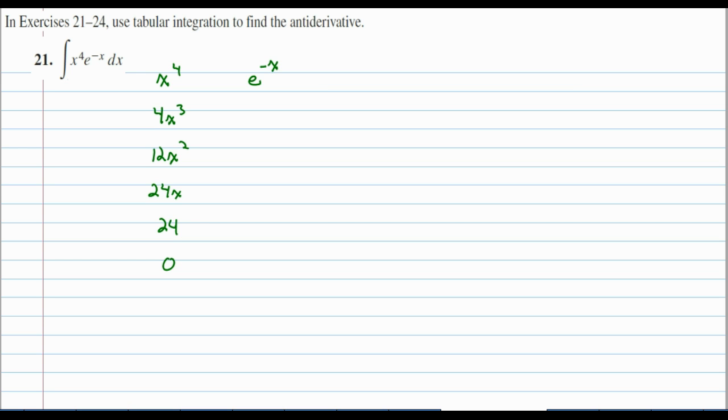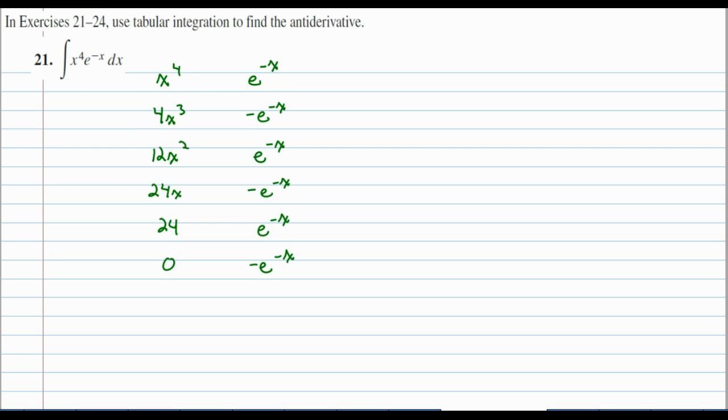E to the negative x is obviously the dv. Now the antiderivative of that is going to be e to the negative x, but then divided by negative 1, so negative e to the negative x. And that's going to alternate between positive and negative because the u in the exponent is a negative x.